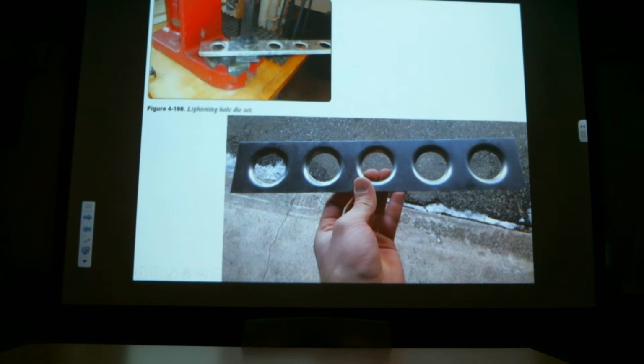These holes have been what? They've been, anybody?